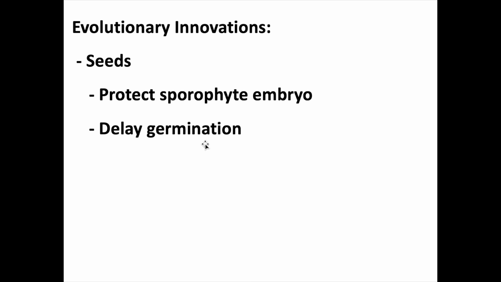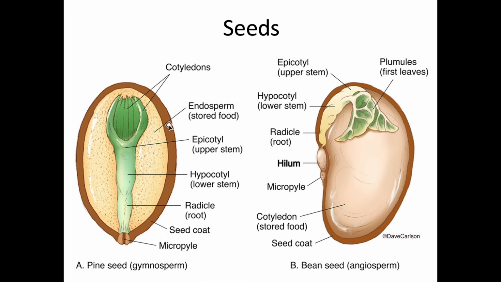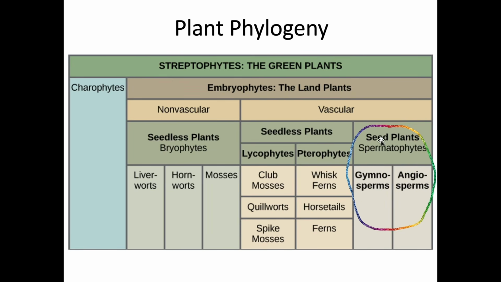So the seed also allows for delayed germination. The seeds can be released when they're ready, and then the embryo can come out of the seed and start growing as soon as conditions are perfect. Again, this is a huge upgrade to other plants. It has contributed to these seed plants being way more successful than any other group of plants in the vast majority of ecosystems. So within seed plants, we see that there are two groups, gymnosperms and angiosperms.